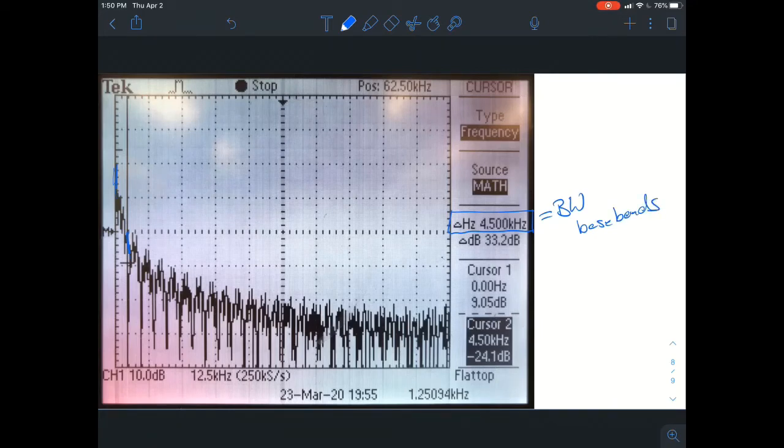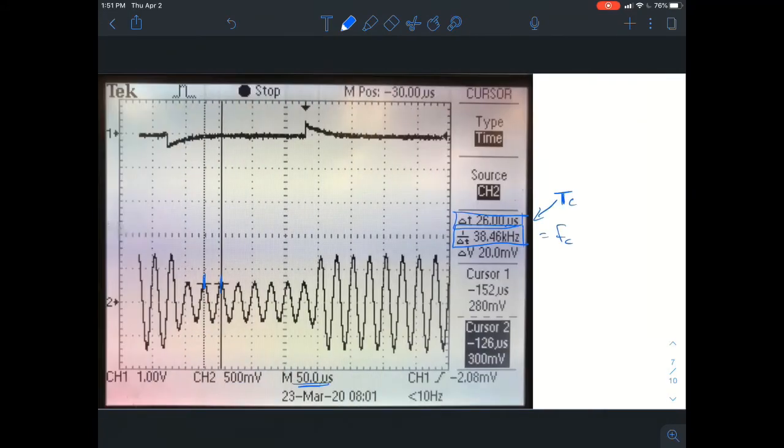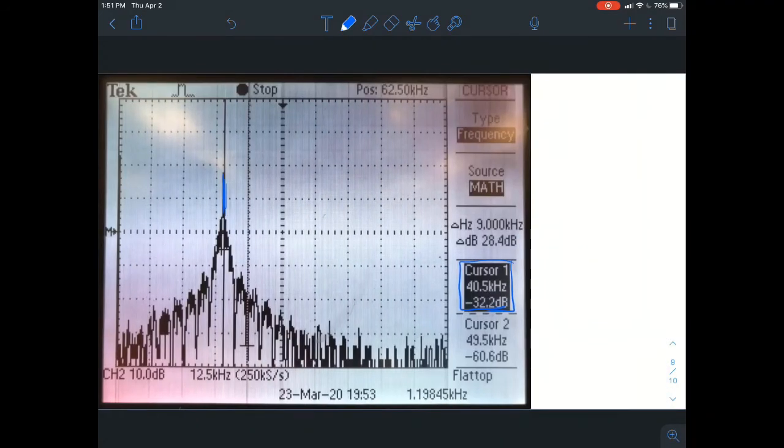Okay, so next is that amplitude shift key signal and its representation in the frequency domain. And we see that we have cursor 1 right here showing us this frequency right there. And that's the frequency that we see that should correlate to our F sub C. Okay? Which we come back, see that F sub C is 38.46, and here we have 40.5 kilohertz. Those are fairly close. There may be some measurement errors involved there.